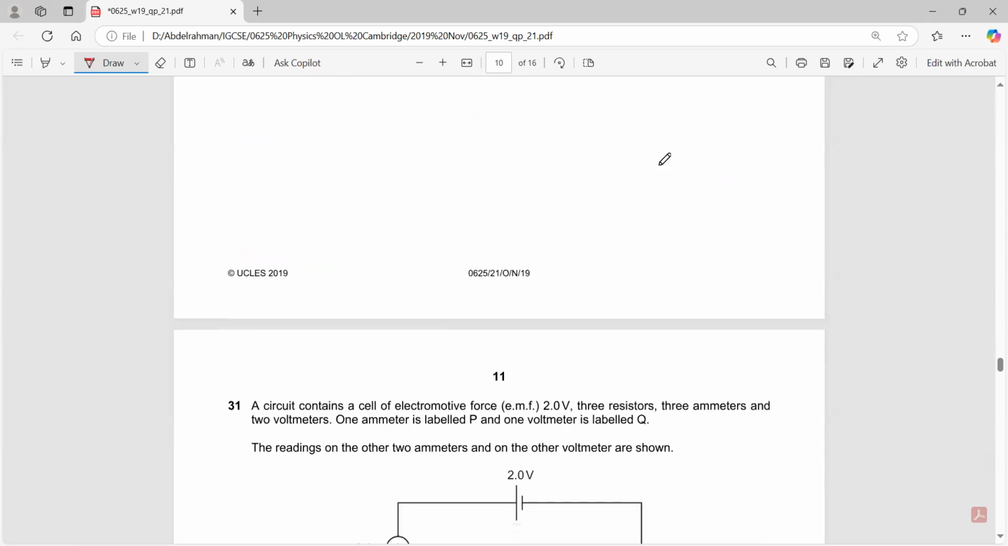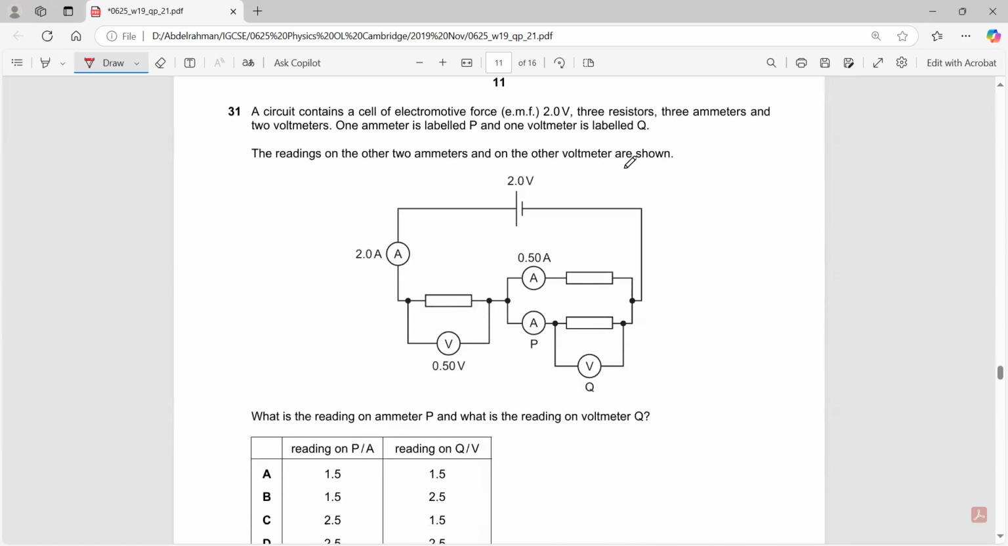Moving on. Question 31. A circuit contains a cell of an electromotive force of 2 volts. What is the reading on ammeter P and what is the reading on voltmeter Q? The total current is 2 amperes. As the current moves through the wire and at this junction, what happens? The first ammeter receives 0.5 amperes.